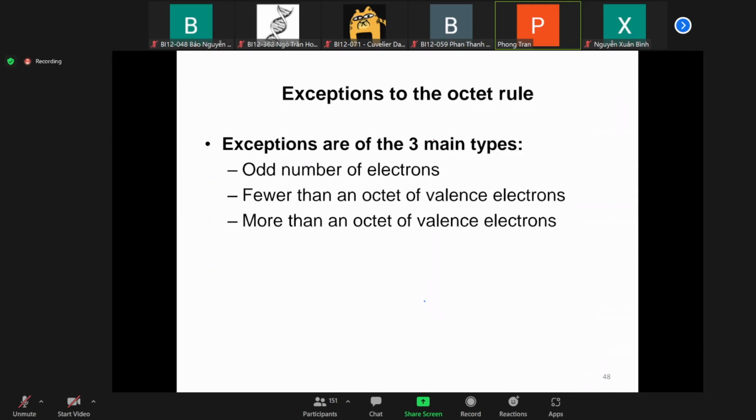Okay. Now we have discussed quite a lot about the octet rule. When we talk about chemistry, we talk about exceptions. So what could be the exceptions to the octet rule? There are 3 main types of exception. First, an odd number of electrons. When you have an odd number of electrons, you cannot satisfy the octet rule because the octet is an even number. Second, when you have fewer than an octet of valence electrons, and third, when you have more than an octet of valence electrons. So we will go one by one.